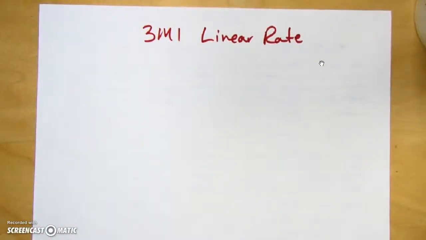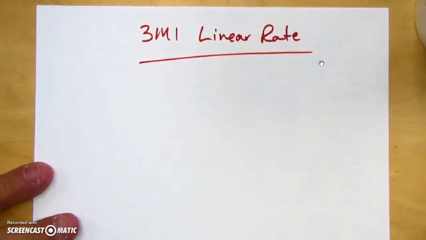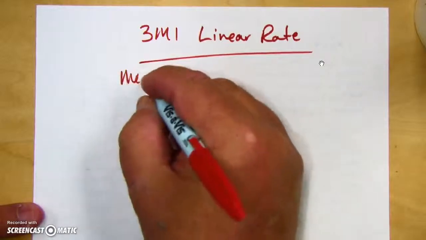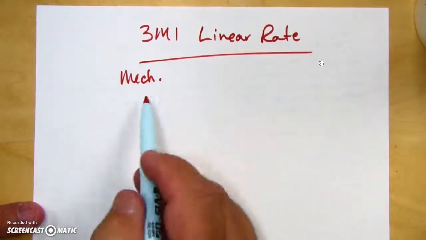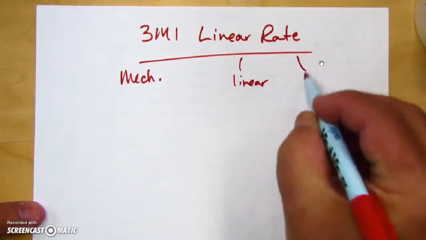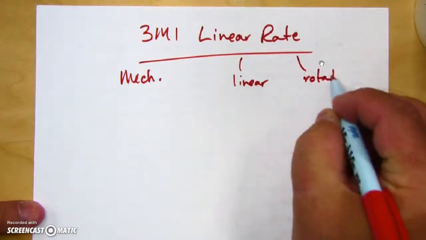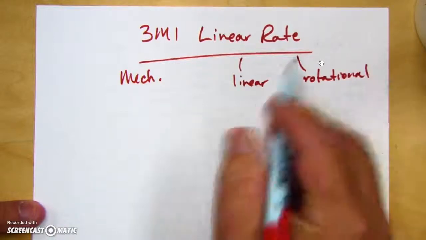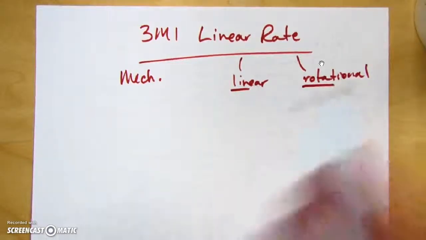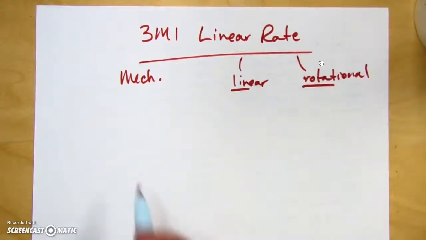Okay, now we're talking about linear rate. When we talk about linear rate, there's really three things we're going to talk about in the mechanical world. First of all, linear versus rotational is kind of important. I'll mention it later also in the rotational. Linear, straight line. Anything that's moving in a straight line is going to be a linear rate. Anything that's rotating is going to be a rotational rate.